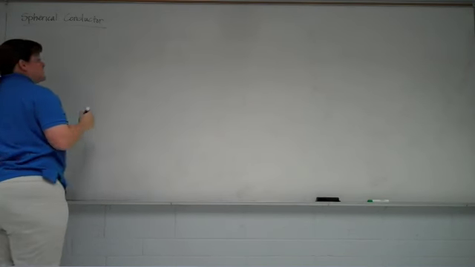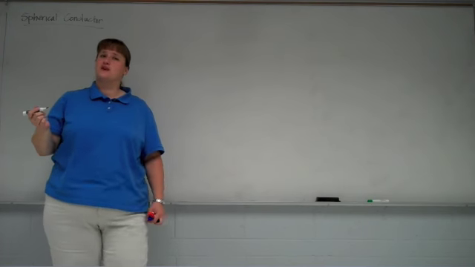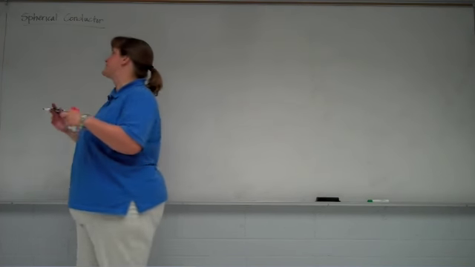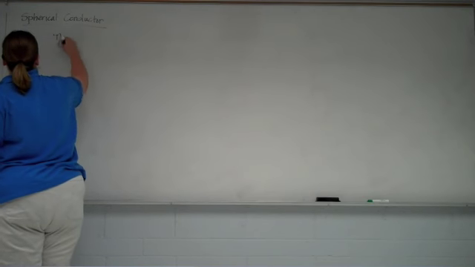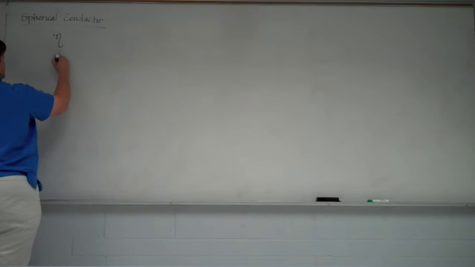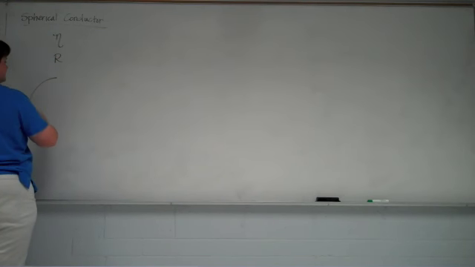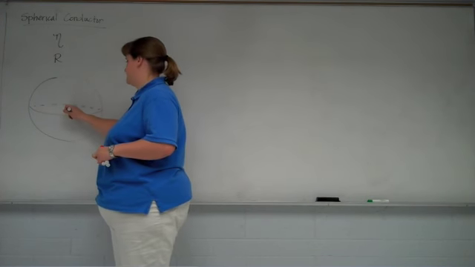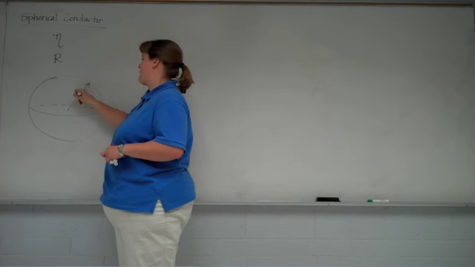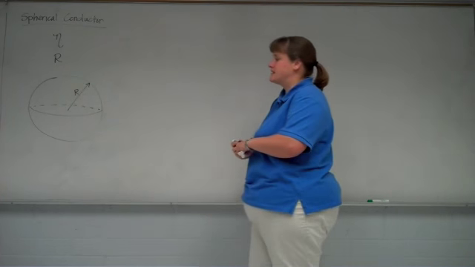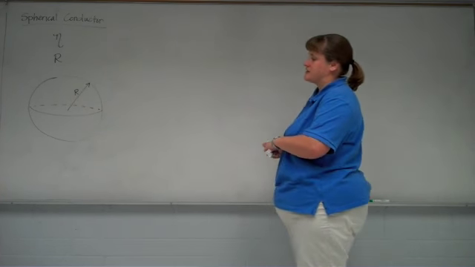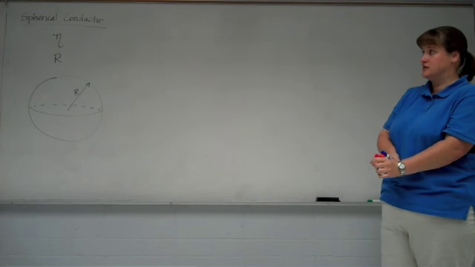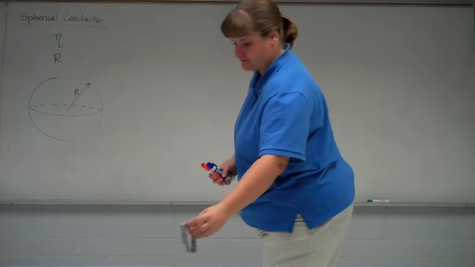Our spherical conductors, remember, when equilibrium has been reached, all of the excess charge is on the surface. So our spherical conductor is going to have a surface charge density of eta and a radius of big R. So eta is the charge density of our sphere. Big R is the radius of the actual sphere. So this black sphere I've drawn is the actual conductor that has the charge on it.